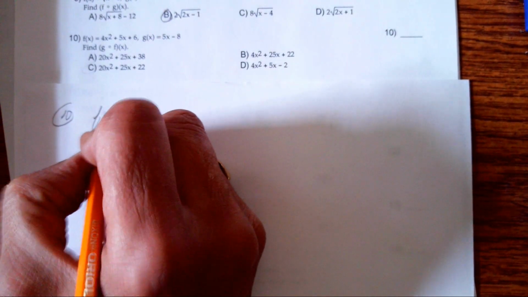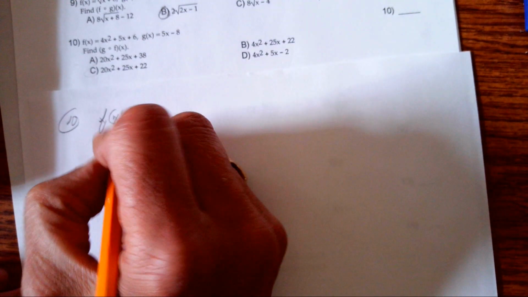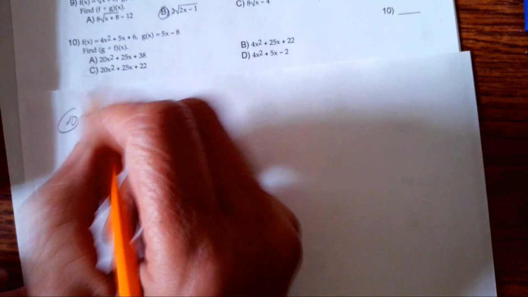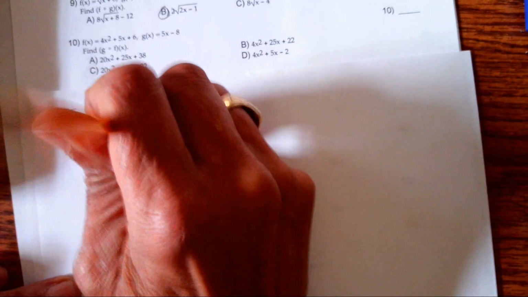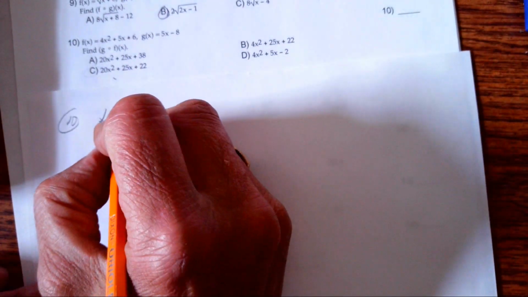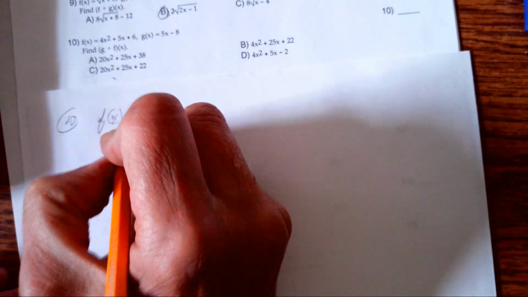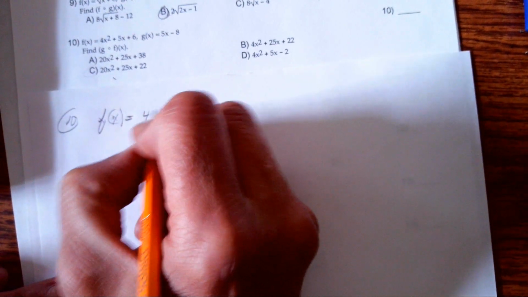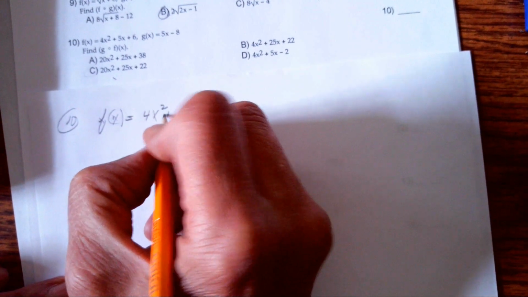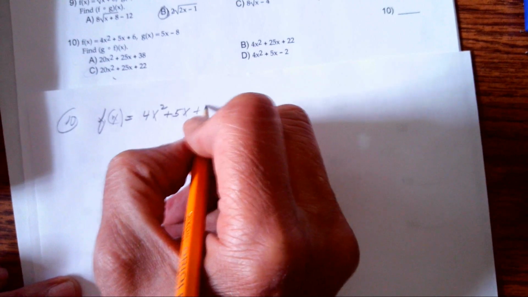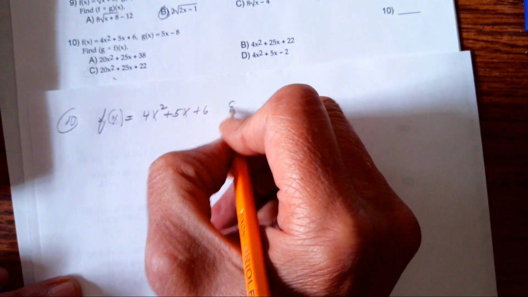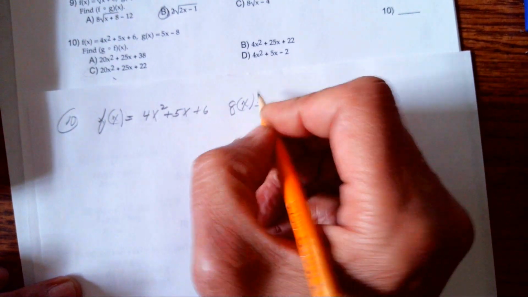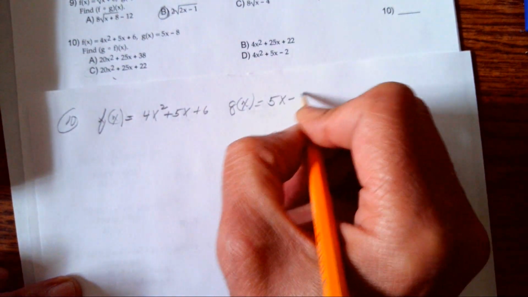F of x, this long trinomial. If Mr. Gomes could draw parentheses, I'd be in trouble. F of x equal to 4x squared plus 5x plus 6. G of x equal to 5x minus 8.